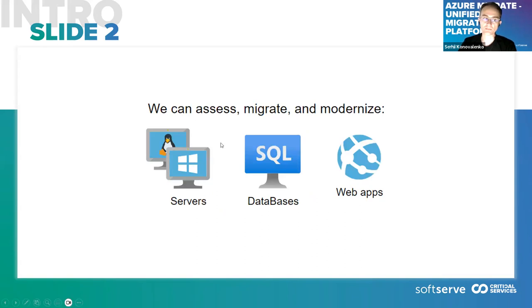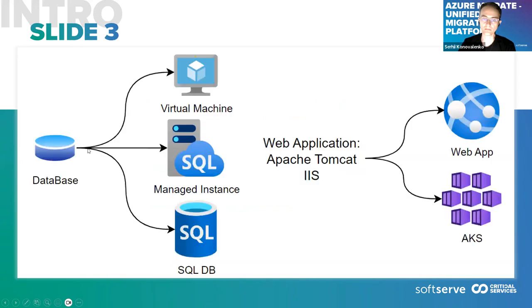So we can assess on-prem or cloud workloads like servers with Windows or Linux, different databases, and web applications which are hosted by IIS or Apache Tomcat web server. Databases we are able to migrate to an Azure virtual machine, so it will be the infrastructure as a service part, or a platform solution, such as SQL managed instance or SQL DB. Web applications, as I mentioned, that are hosted by Tomcat or IIS, we can port, migrate, or provision to Azure Web App or Azure Kubernetes cluster.